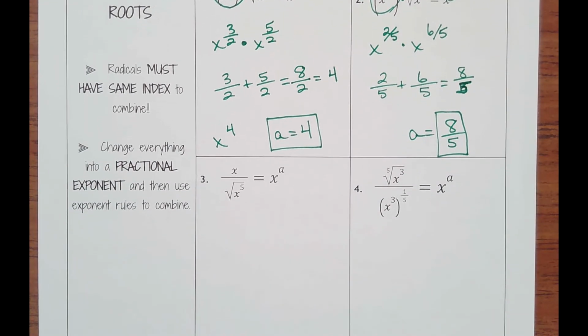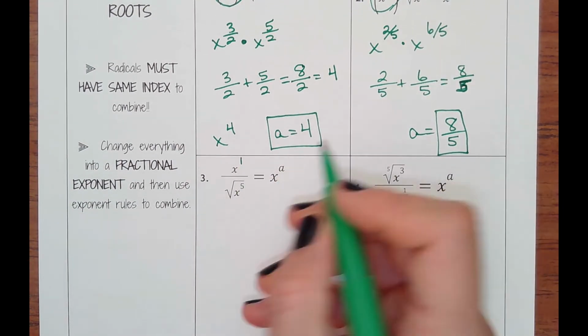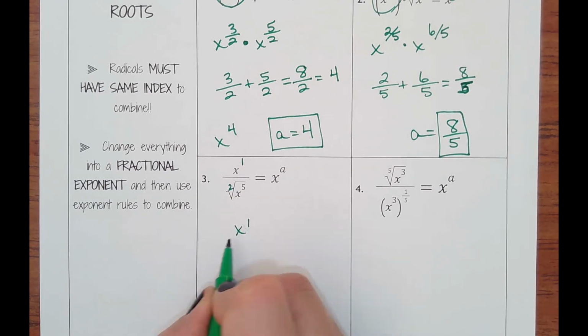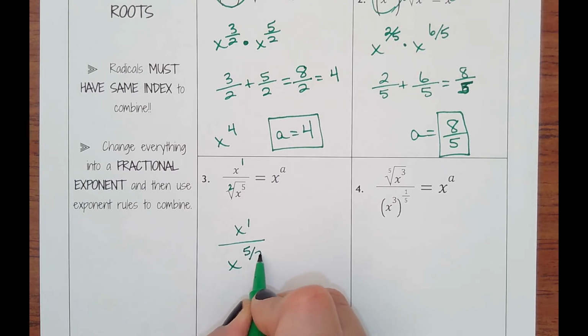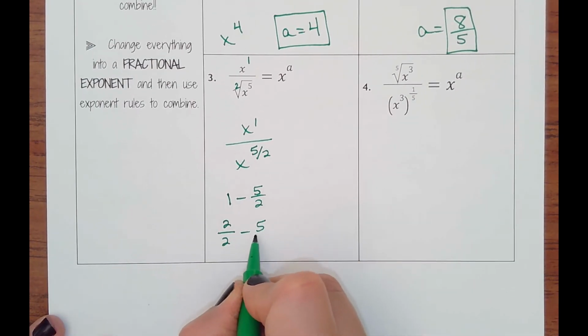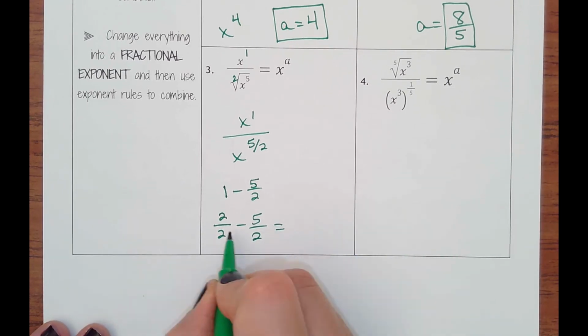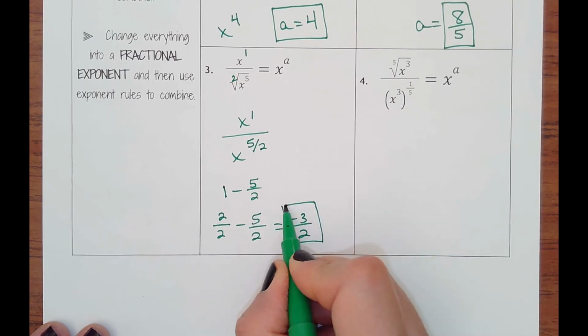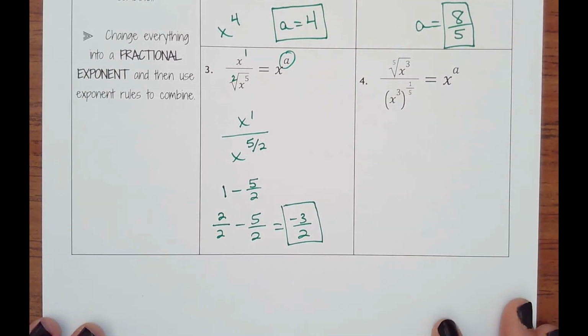Number 3, we're dividing. This is x to the 1st power. Let's fix this. This is a square root of x to the 5th, which is really x to the 5 halves power. Our quotient rule says to subtract. So I'm trying to subtract 1 minus 5 halves. I need to make this have a common denominator, which would be 2 halves makes 1 whole. So I'm really doing 2 halves minus 5 halves. 2 minus 5 is negative 3 halves. Would be my power of a.